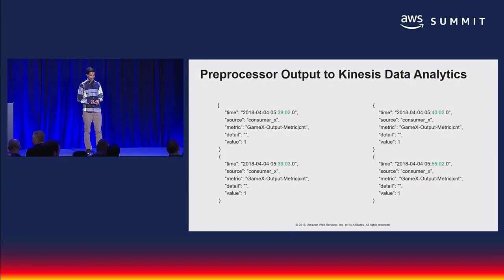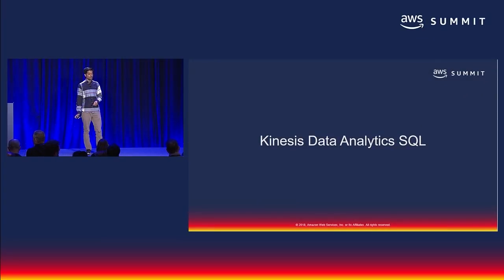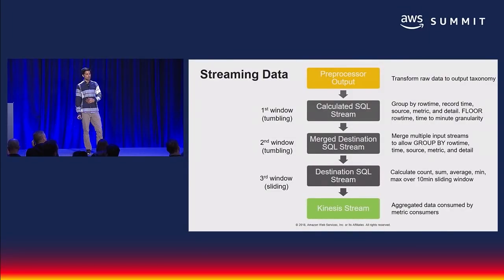And then the next thing that we do is the SQL. So what does the SQL look like, right? At a high level, the SQL does this. The top yellow box is the preprocessor output, where we transform the raw data to the output taxonomy. Then the next set of gray boxes is the SQL part.